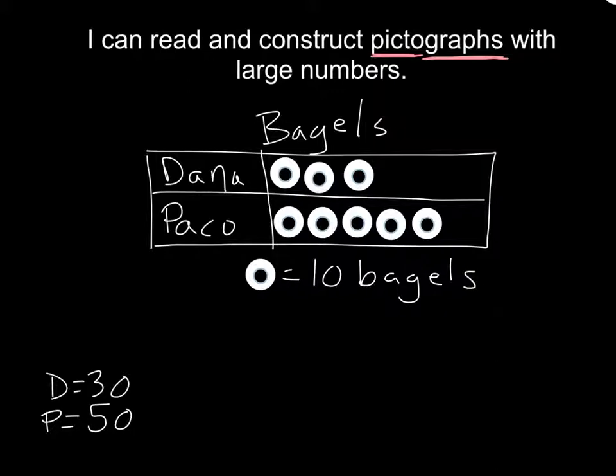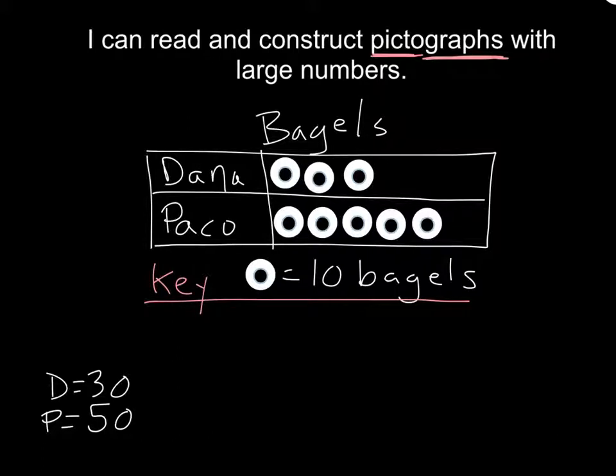So if I look at my picture now, each time I see one of those pictures, I have to count 10. So I'll count this 10, 20, 30 bagels. Dana has 30 bagels. This is my key down here. This is really, really important to keep track of when you're looking at a pictograph. Otherwise, you might still think Dana has 3 bagels, which is way, way off, because she actually has 30. Let's count for Paco. Each time I see that, I'm going to count 10 bagels. So I see 10, 20, 30, 40, 50. Yes, we got Paco to equal 50 bagels.